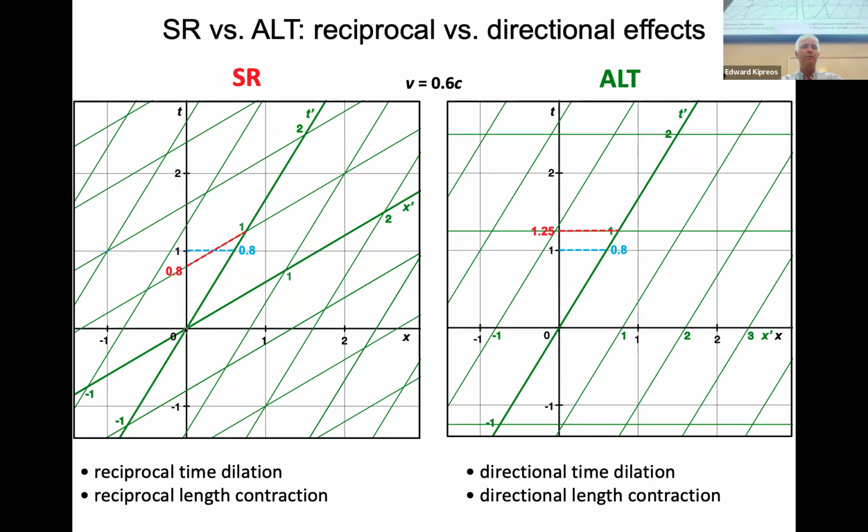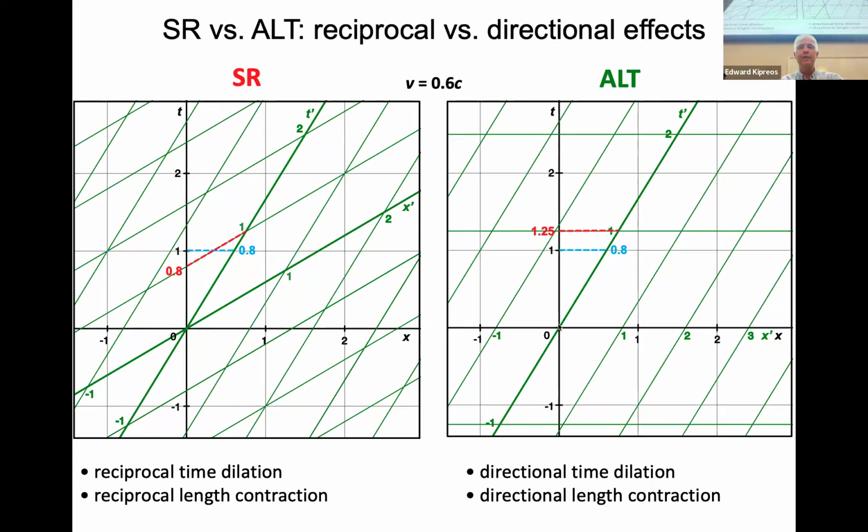But here, the moving observer goes to 1 second, and it's going to look along its slanted timeline at the stationary frame, and it's going to say it's 0.8. And it's going to go, whoa, time is slow in the stationary frame. So it's reciprocal. Both people are going to be looking at the other frame and seeing time slow down.